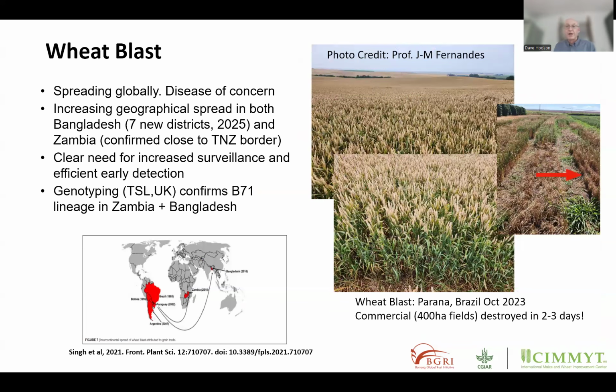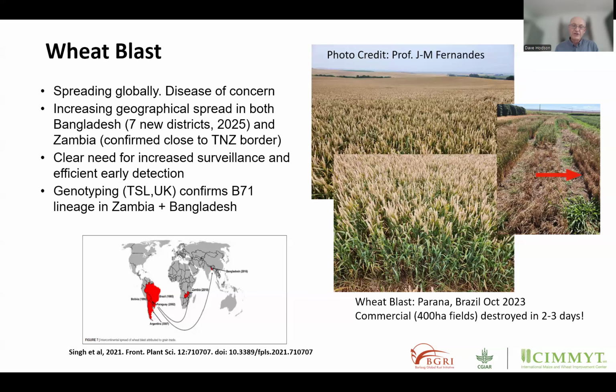Wheat blast, another disease of major concern. We've seen the incursions into both Bangladesh and Zambia, and we're monitoring that very closely. We're seeing expansion in both countries. So there were 7 new districts in Bangladesh in 2025 that were detected. And also in Zambia, we're now seeing detections very close to the Tanzanian border. So clear need for continued monitoring surveillance.